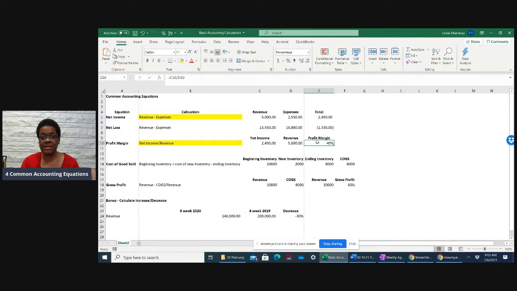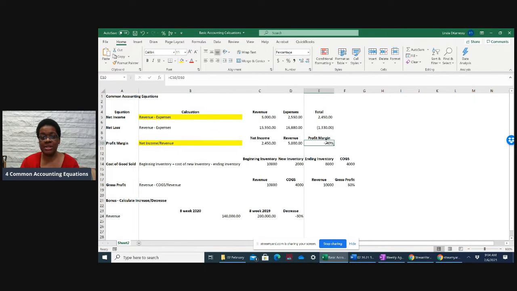So for instance, if you are in the IT arena, maybe you provide IT services, you need to look at other IT organizations and do some research and say, okay, most of the sector, they're run about maybe 30%, 20%. But I say if you're over 10, 15%, that's a pretty good profit margin. And definitely if you're doing 49%, that's really good. So once again, profit margin is net income divided by revenue.